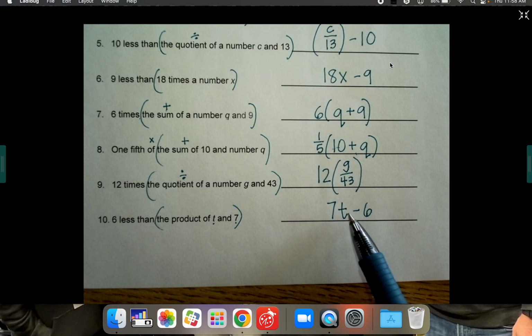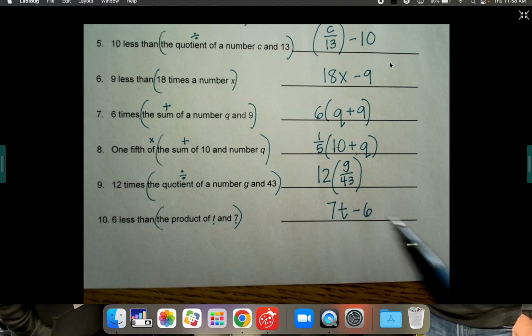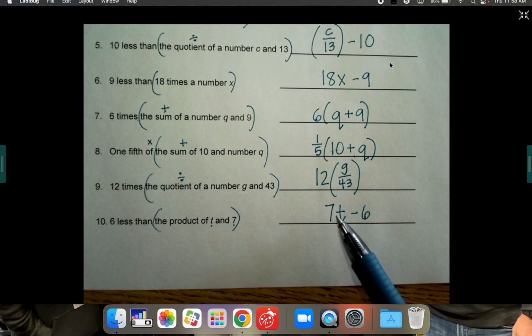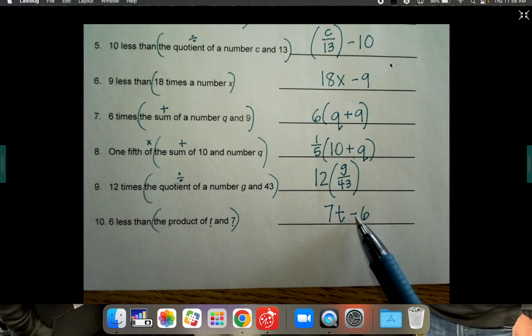Also, be really careful when you make your t's. I always have to give it this little tail here, because a lot of times t's look like pluses. So we don't want to look at it as 7 plus negative 6. This is 7t being multiplied minus 6.